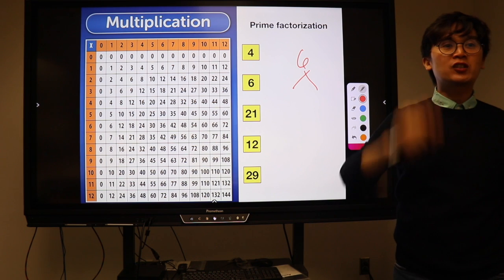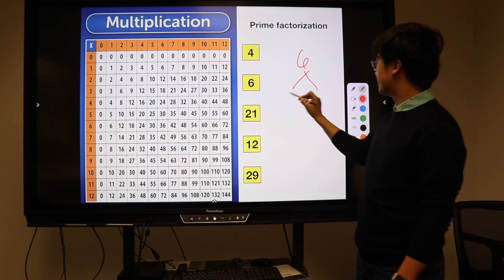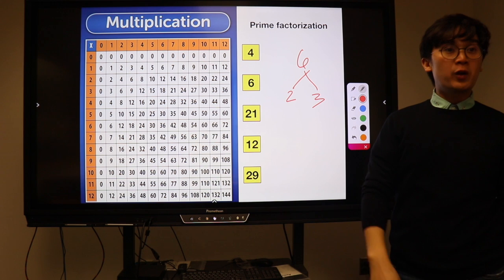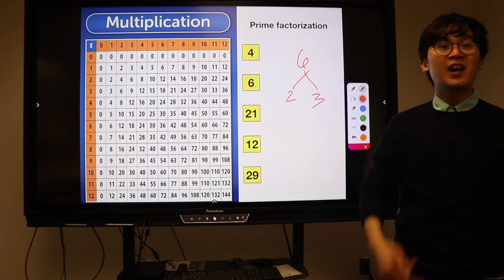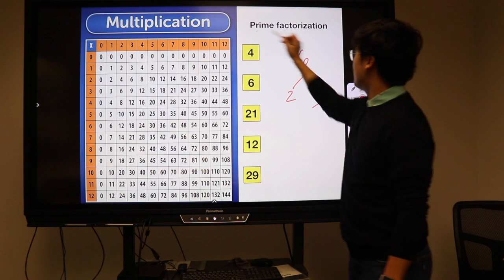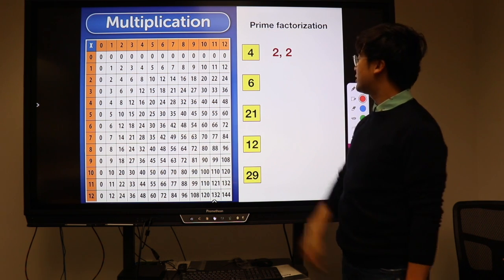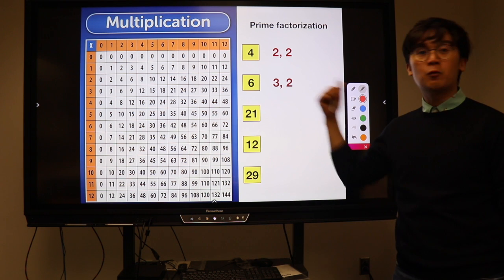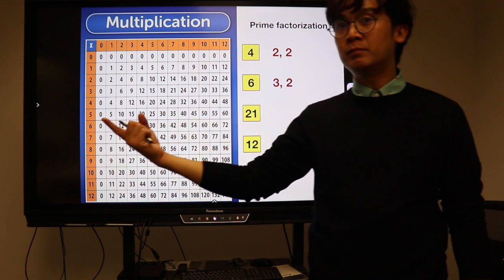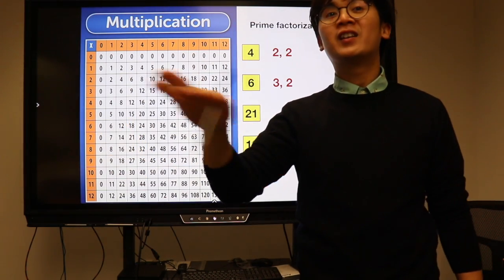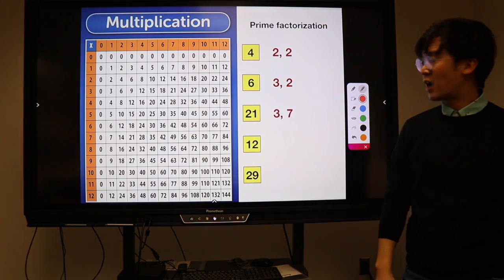Give me the first factor that you can think of for 6. 2 and 3. Is 2 and 3 both prime numbers? Yes. And then you're able to factor it using the prime factorization. So 4 is 2 and 2, 6 is 2 and 3. What about 21? 3 and 7. Is 7 a prime number? Yes. Is 3 a prime number? Yes. So you're done. 3 and 7 are prime factors.